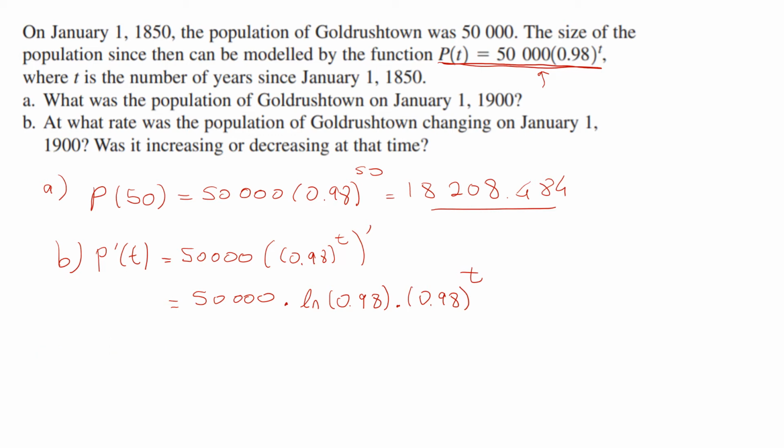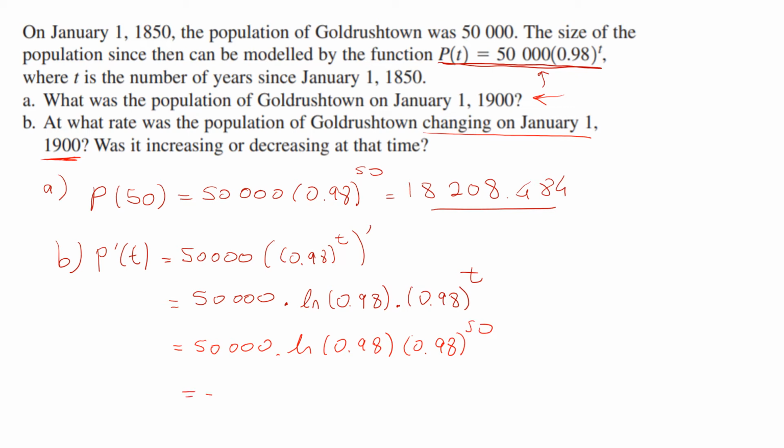So now, because it wants the point where it's changing on 1900, I know my t is 50, because that's what we did for part A as well. So I'm going to go ahead and plug in 50 for my time to find what happens to my population at that exact same time. And from there I can see if it's increasing or decreasing. So I will be saying 50,000 times ln 0.98 times 0.98 to the power of 50, and plug that into your calculator.